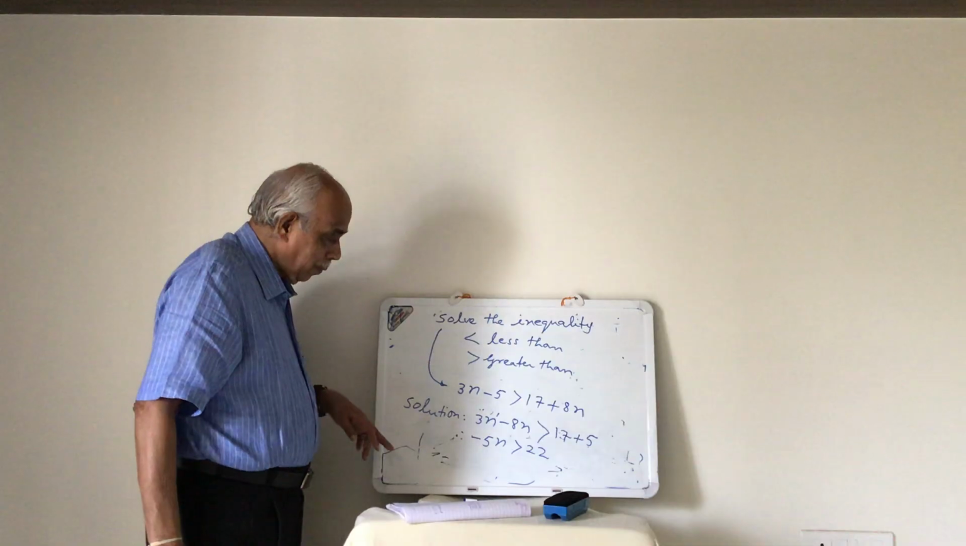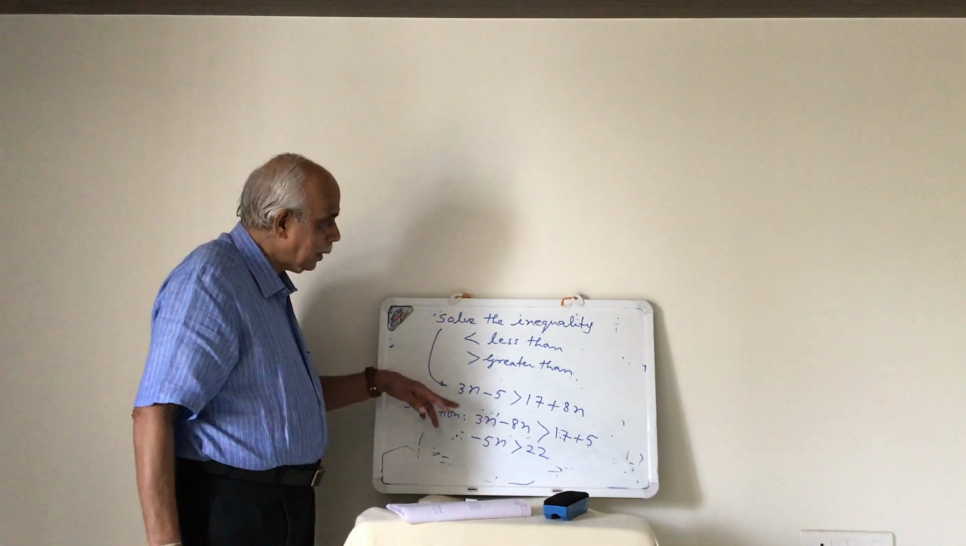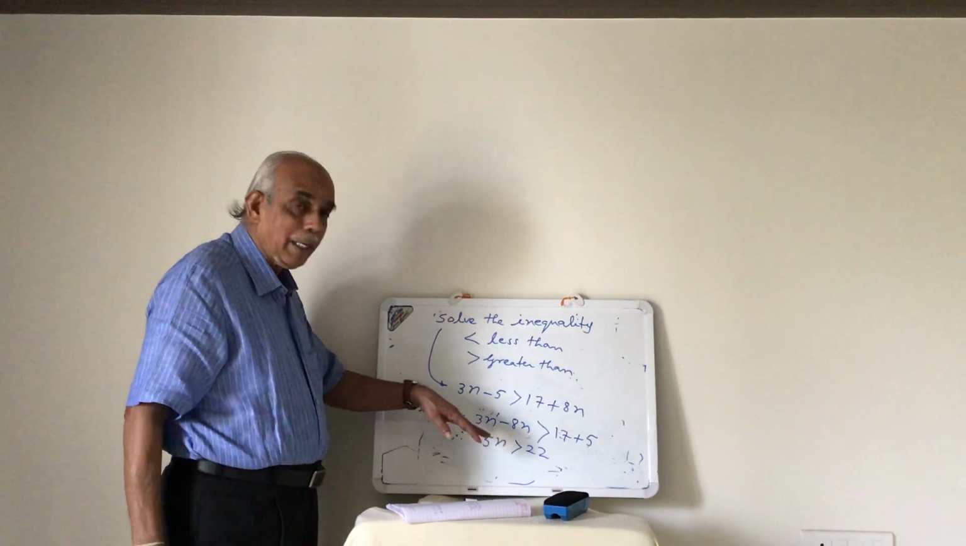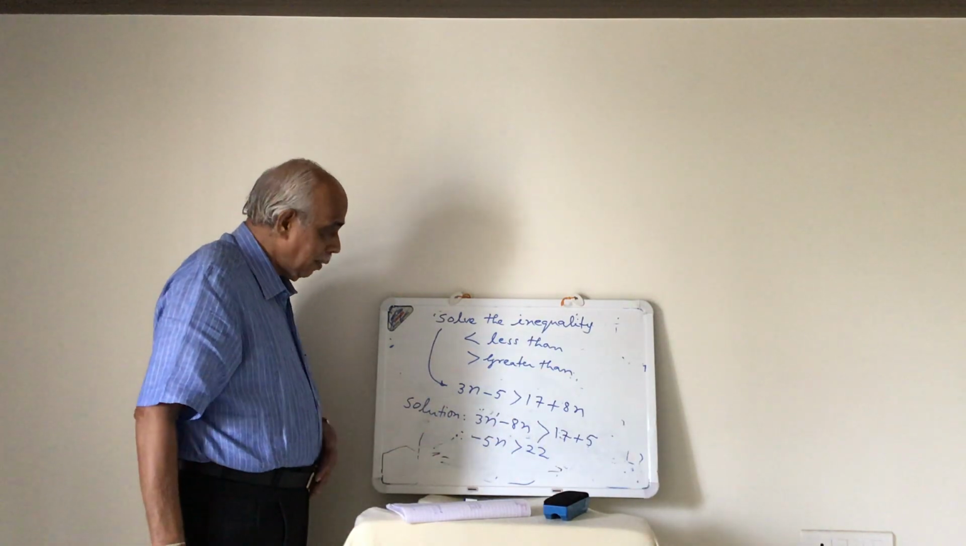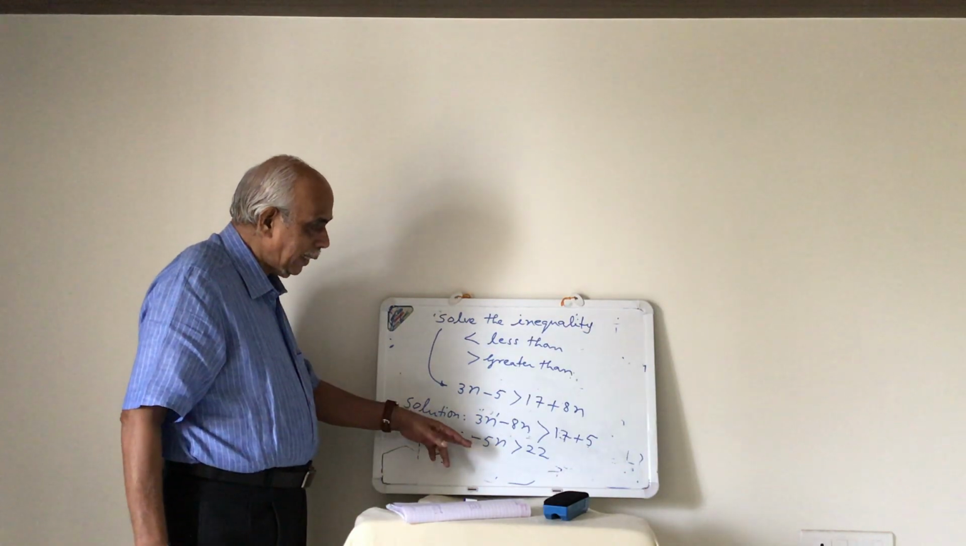Now what happens? Whenever we have to solve the inequality, we have to solve in terms of the variable. So we must write in terms of n. We cannot keep the expression just like that. Fine. Now how to bring it in terms of n? Now there is a negative sign here.